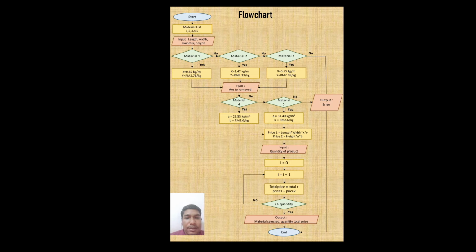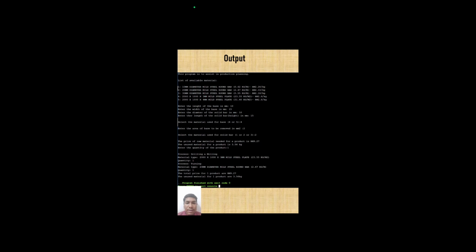Then price 1 is for material 1, 2 or 3, and price 2 is for material 4 or 5. Input quantity of product. We will input the quantity of the product. Next is total price equal to price 1 plus price 2. Then output material selected, quantity, total price. Then end. So that is the output.